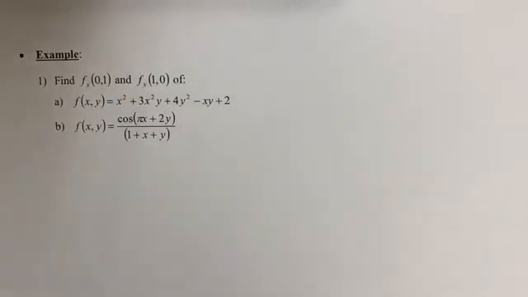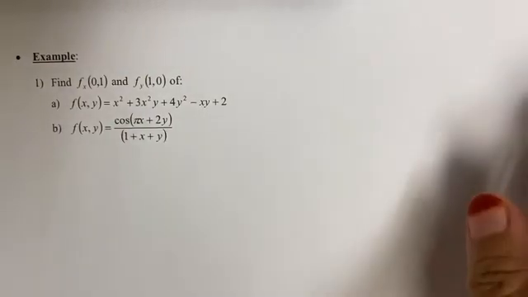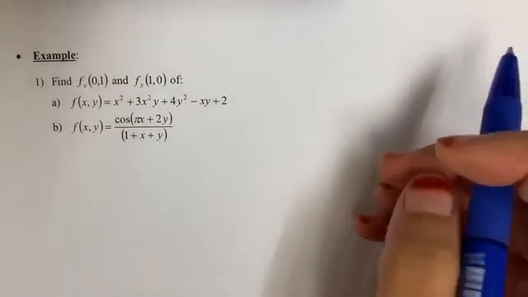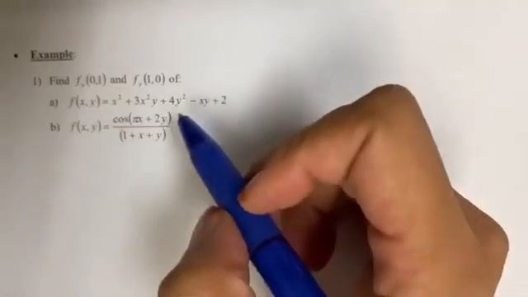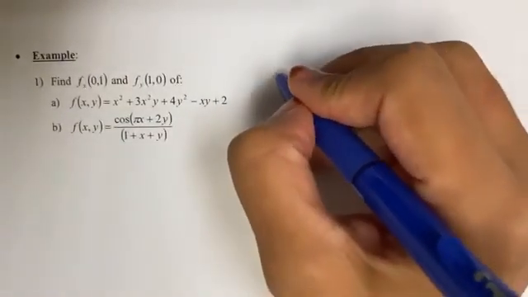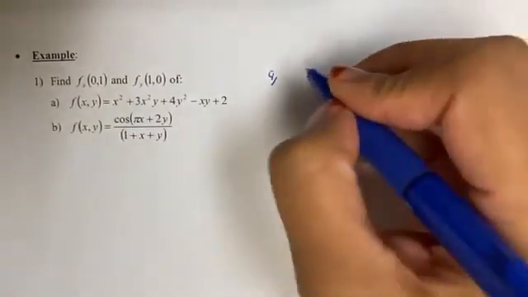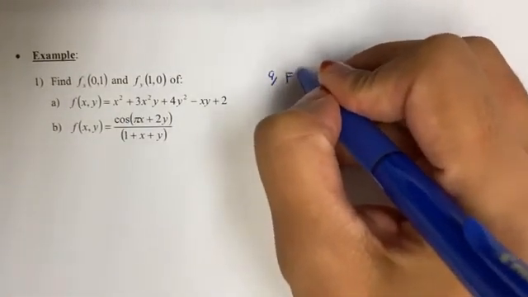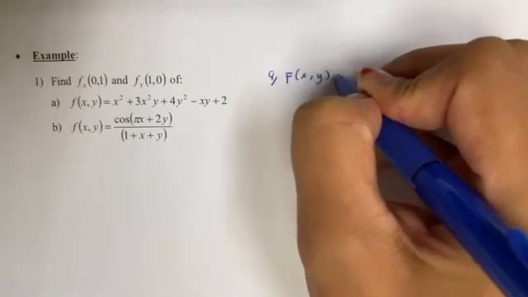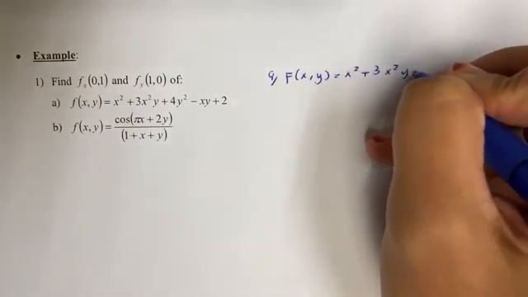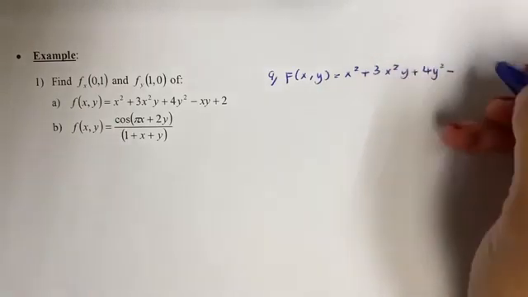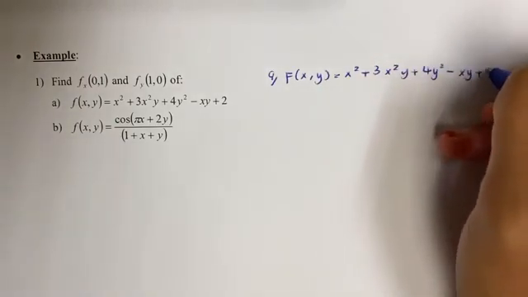Okay, let's try this example. The first one, find fx(0,1) and fy(1,0) of these two functions. So let's start with A. When you have f(x,y) equal to x squared plus 3x squared y plus 4y squared minus xy plus 2.